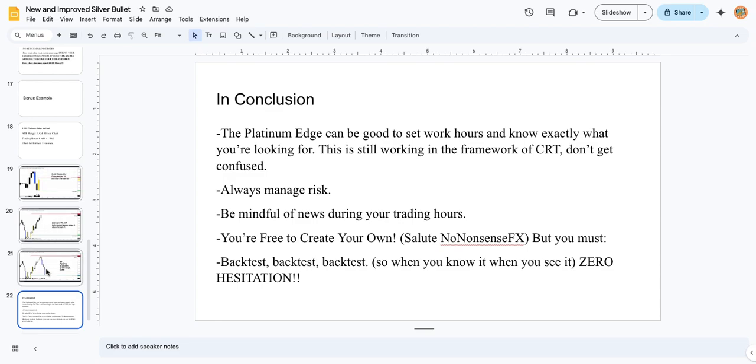I want to give a special heartfelt salute to No Nonsense Forex, because even though I don't agree with all of his philosophies on trading indicators, he was big on creating your own system. You are free to create your own silver bullet model. If you want to use a 1-hour chart and a 5-minute time frame, that is fine. That is more than fine. You can do that, but the rules have to stay the same.